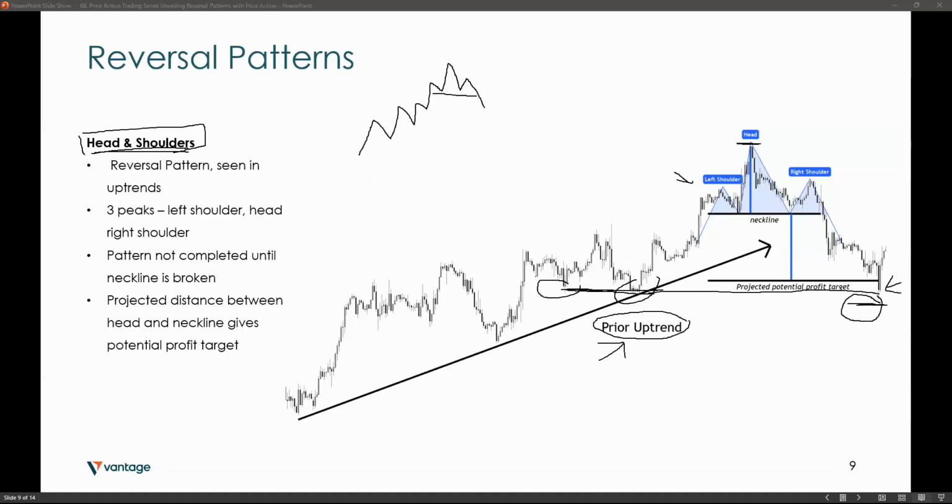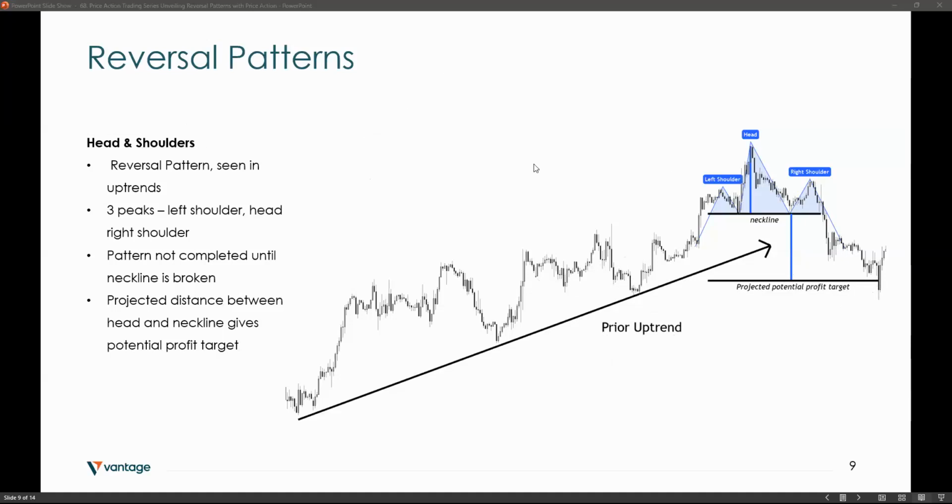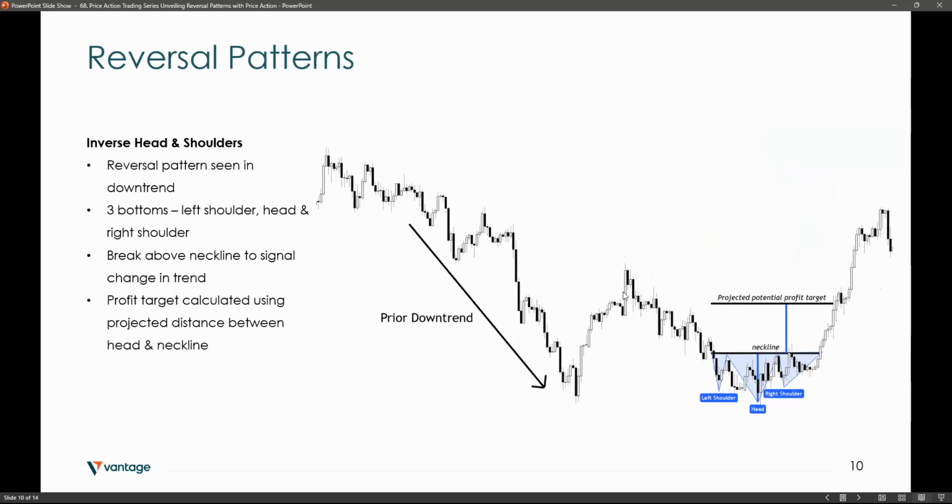The other pattern that we have would be the inverse head and shoulders. So this is the opposite, and essentially this is found in the downtrend. Likewise, for a downtrend to be established, we need to see clear lower lows and lower highs. So this is a clear downtrend. You can see successive lower lows and lower highs, so we have a prior downtrend that's formed.